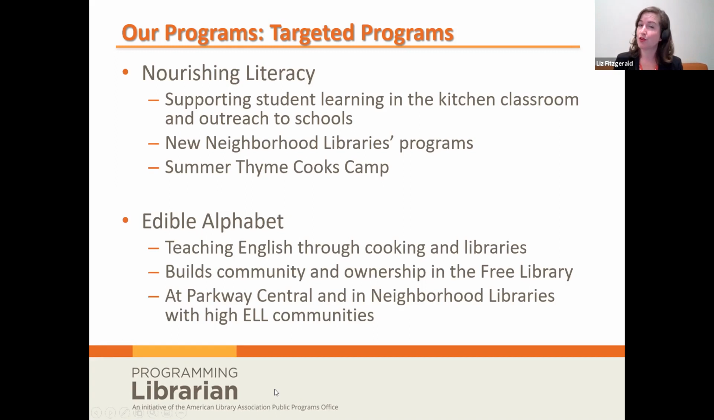We also ran our Summertime Cooks Camp, a 3-week summer cooking camp at Parkway Central. Edible Alphabet is our program for English language learners. As with all of our programs, we are using cooking and food as a context for learning, but what our participants are learning in Edible Alphabet is English. We're using both cooking and libraries as a context for that learning. Not only are participants learning English, but a really important part is that they are building community and making friendships through this program, feeling less isolated.